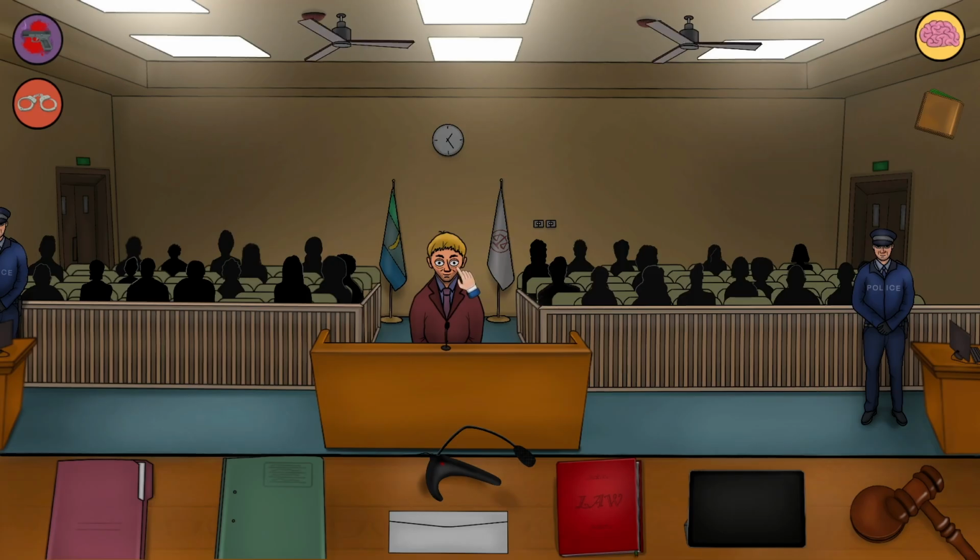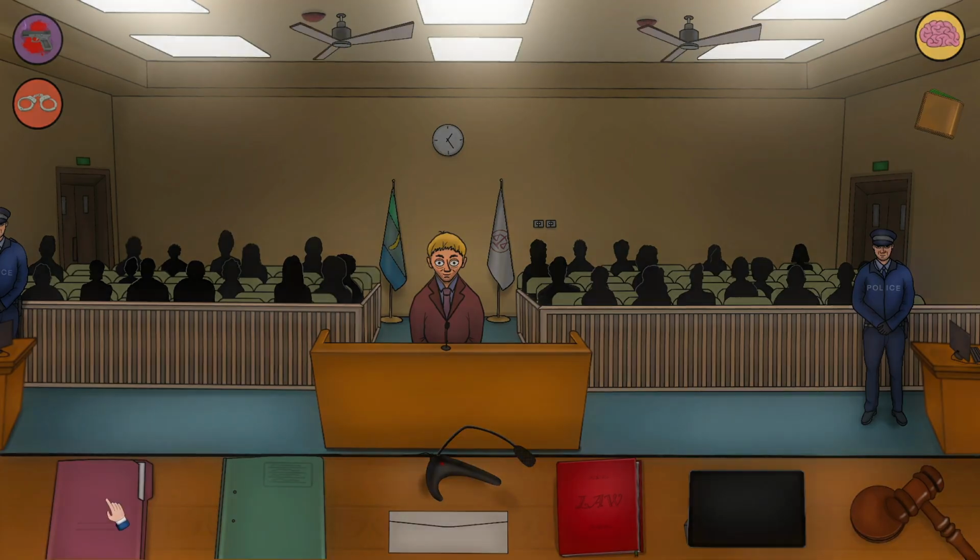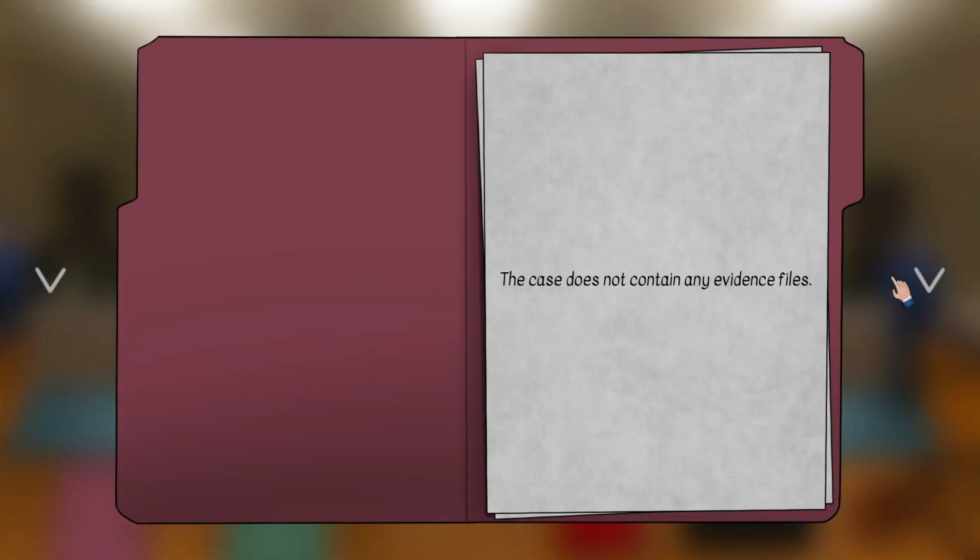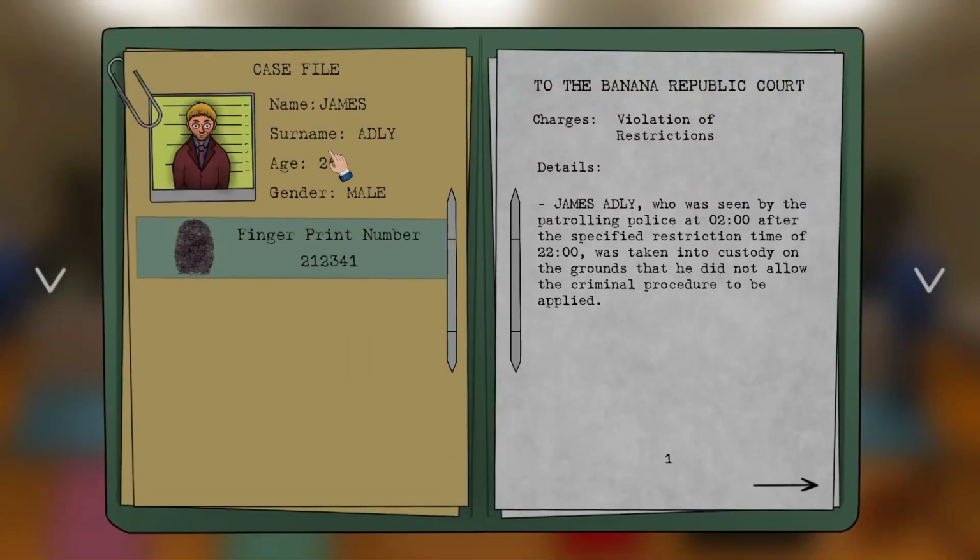So we got this blonde guy. Got our police officer over here. Let's look at the case file. The case does not contain any evidence. Look at our case. We have James Adley, age 26. We got fingerprint number 212341 to the Banana Republic Court, violations of restrictions.